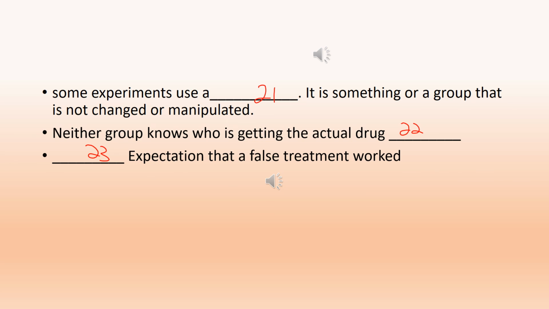And number 23, sometimes if you tell somebody that you're going to give them some medicine that's going to help them relax, even if it's a sugar pill, they might just start to feel better because it's like mind over matter. If they believe it, then they start to feel it. What is that? 21 is the control group. 22, a double blind. And 23, the placebo effect. Remember, a placebo is a sugar pill or a false treatment.